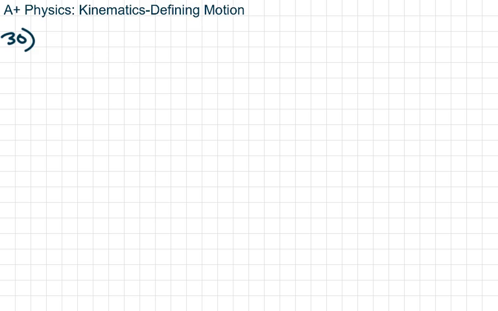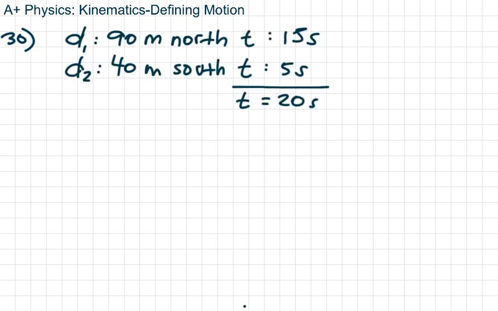Now 30 is an interesting question because we have 2 displacements, 2 times, we have 2 different directions, and it's talking about velocity, not speed. So let's take a look. First we have 90 meters north in 15 seconds, and they say in the problem that the time is 20 seconds. So really we have to get the total displacement, and the direction matters here. The distance would just be 90 plus 40, so the distance would be 130 meters, and the speed would be 130 over 20. It's not the speed, we want the displacement.